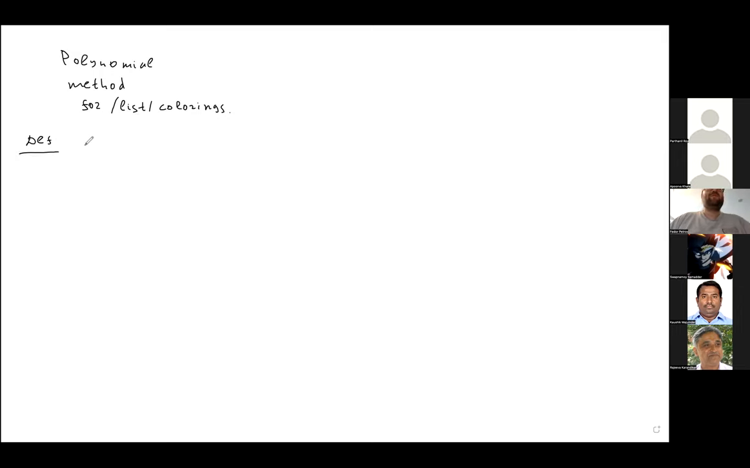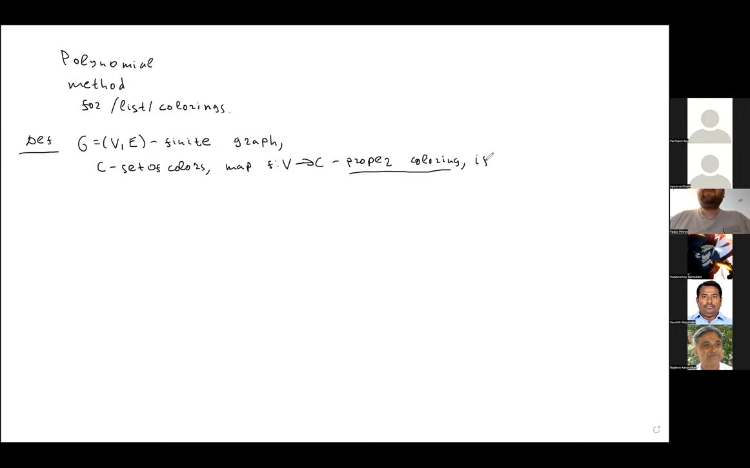So first of all, what is a proper graph coloring? If G is a finite graph, and C is some set of colors, then a map f from V to C is called a proper coloring. So each vertex gets its color, if neighboring vertices get different colors, that is f(v) is not equal to f(u) for all edges uv.